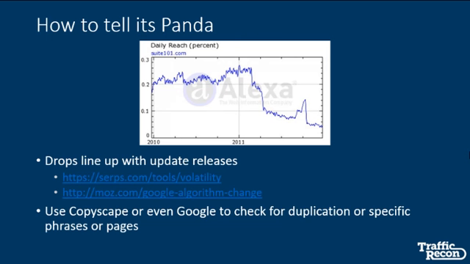And the quickest way to tell if you're getting hit with any algorithm update is using Moz.com's algorithm change history or SERPs.com's volatility indexes, going through and looking at these two websites and saying, I just had a big drop in traffic. Is anything going on with Google right now? And that's the first thing that you do, right?